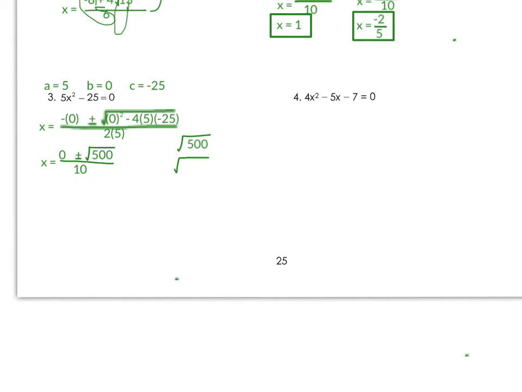When we do that, I'll find that 100 is the biggest perfect square that goes in, so 100 times 5. The point of this is that I can take the square root of 100, it becomes 10, so then this can be simplified to 10 radical 5.